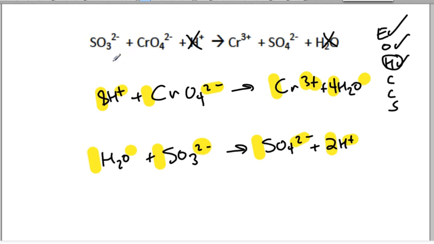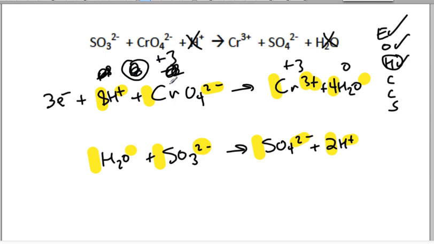I do coefficient times charge is going to be positive 8. 1 times this is going to be negative 2. So overall, this is going to be 6. 1 times 3 is going to be positive 3, and this is going to be 0. So I have 6 and a positive 3. The side that's higher is this side, so I add 3 electrons to this. I bring it down to positive 3 and positive 3.